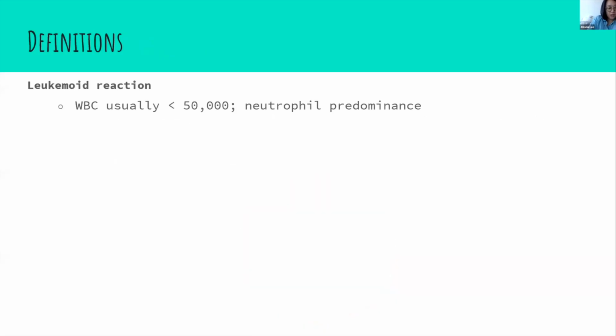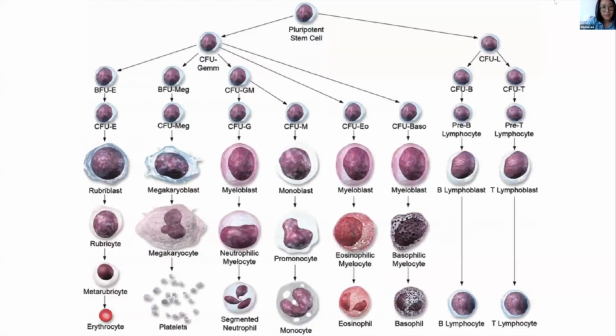So first definition, leukemoid reaction: the WBC count is usually less than 50,000, and there's neutrophil predominance. This is a transient reaction that's triggered by infection most commonly, but also can be triggered by steroid use or stress. The cells in the leukemoid reaction will generally be more mature than myelocytes. Going on to this image, these are the myelocytes and these are myeloblasts. So leukemoid reaction will have the more mature cells.